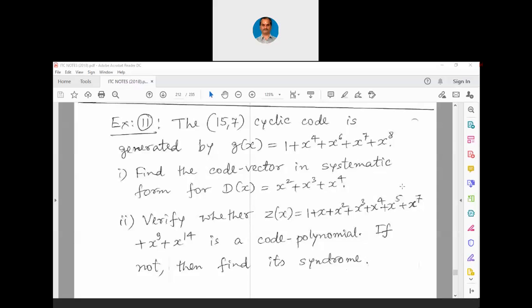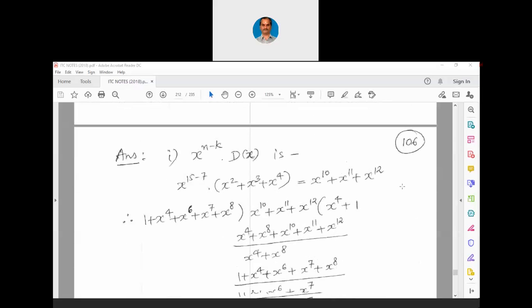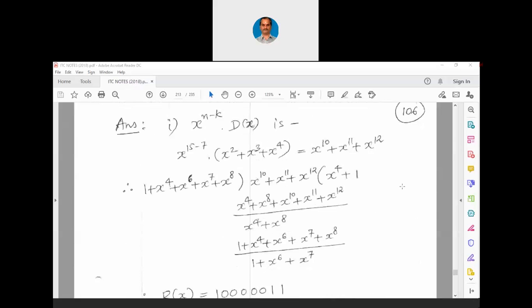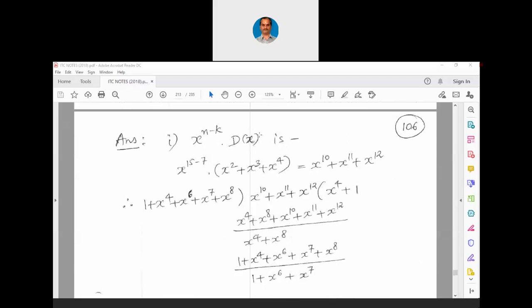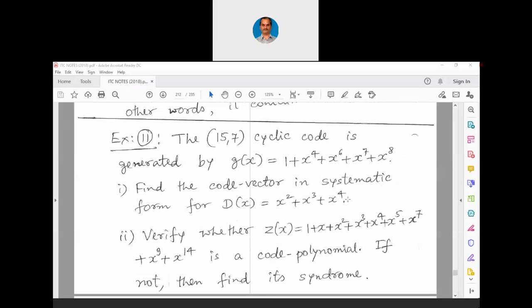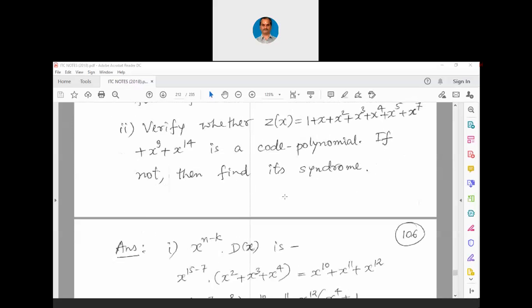Now let us see the solution. Now we have to find x power n minus k into d of x for arriving at a systematic code vector. So x power n minus k into d of x is what? X power 15 minus 7. The given cyclic code is 15 comma 7.